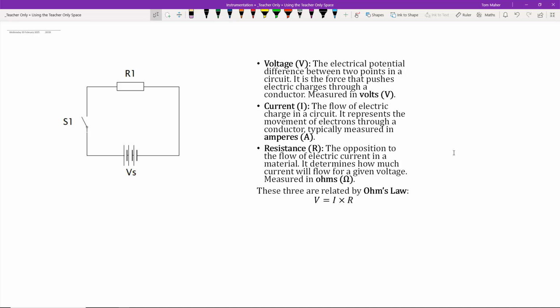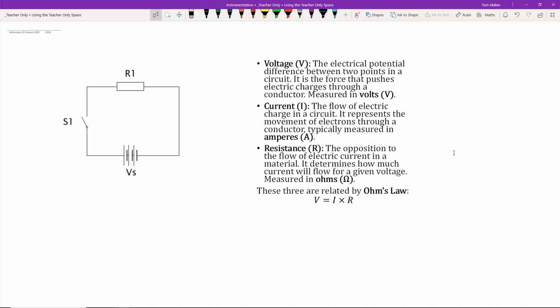And then the third element is the resistance, and resistance is, I suppose, the opposition to the flow of electrical current in the circuit. It's what slows down or ultimately stops it within the circuit. Resistance we measure in ohms, and we use the omega symbol for that. The relationship between the voltage, the current, and the resistance is defined for us by Ohm's law. So as you can see there, voltage is equal to the current multiplied by the resistance. These are the three fundamental elements in our electrical circuit.